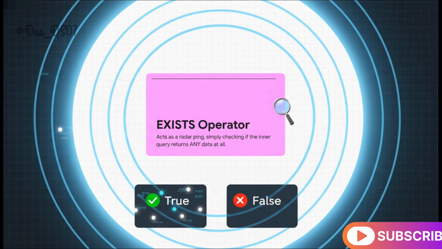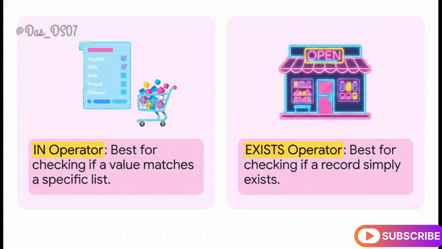Yes or no? If you're ever confused about when to use which, here's a super simple breakdown. On the left, we see the IN operator is your go-to for checking if a value matches a specific list. On the right, the EXISTS operator is best when you just need to know if a record simply exists. To keep it super easy, use IN when you're checking a shopping list of items against your cart, and use EXISTS when you just want to see if the grocery store is even open.